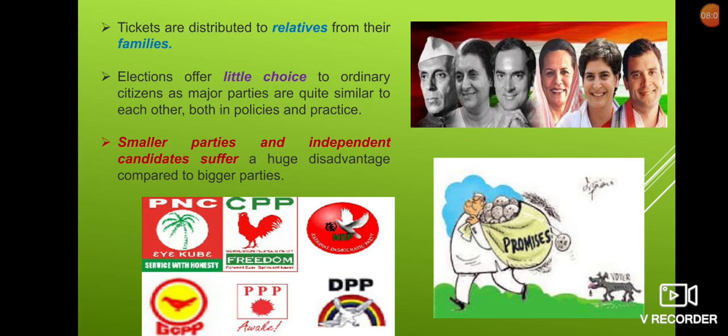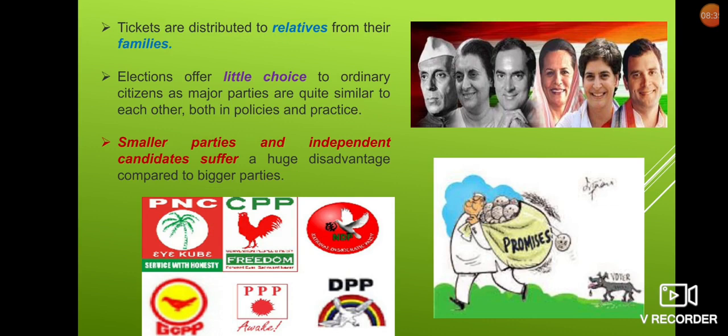The next challenge is that elections offer little choice to ordinary citizens, as major parties are quite similar to each other both in policies and practices. There is no choice for the voters to choose any special party because every party gives the same type of manifesto.